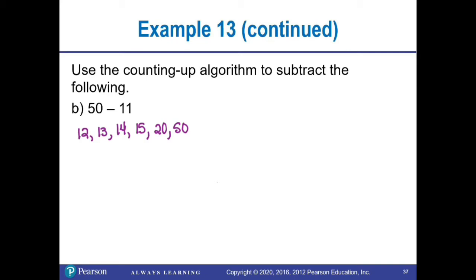Well, 12, 13, 14, 15, that's 4. From 15 to 20 is 5, and from 20 to 50 is 30. 30 plus 5 plus 4 is 39.